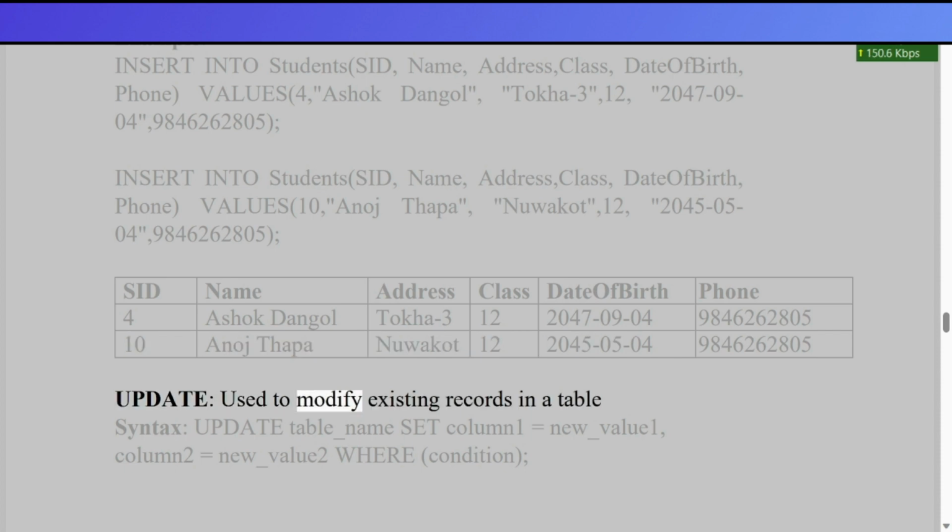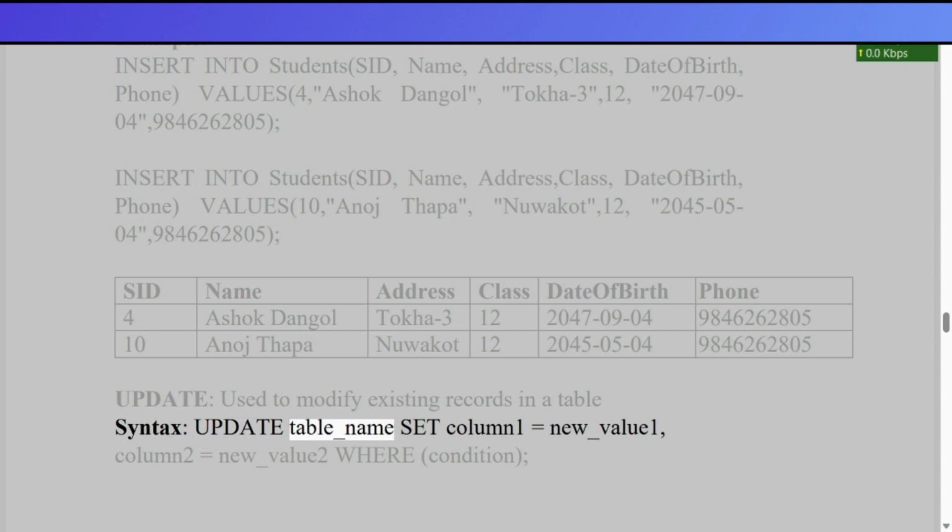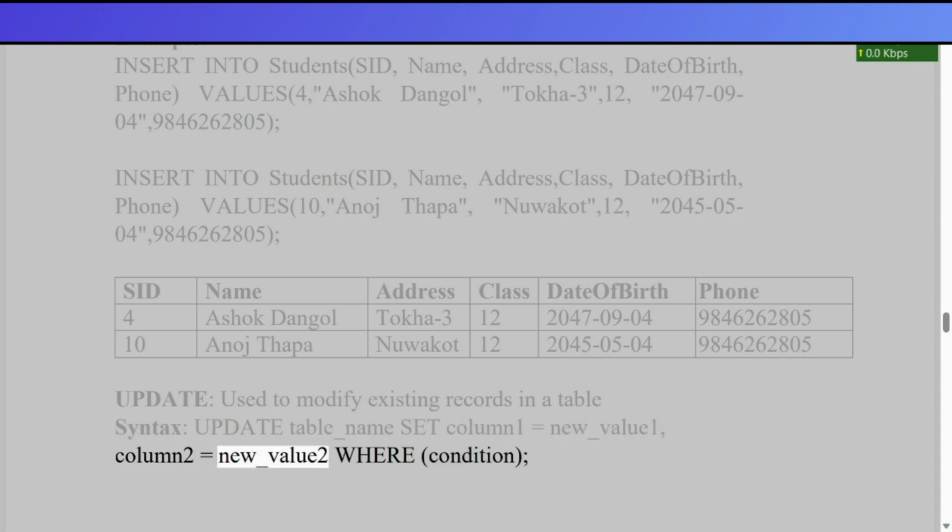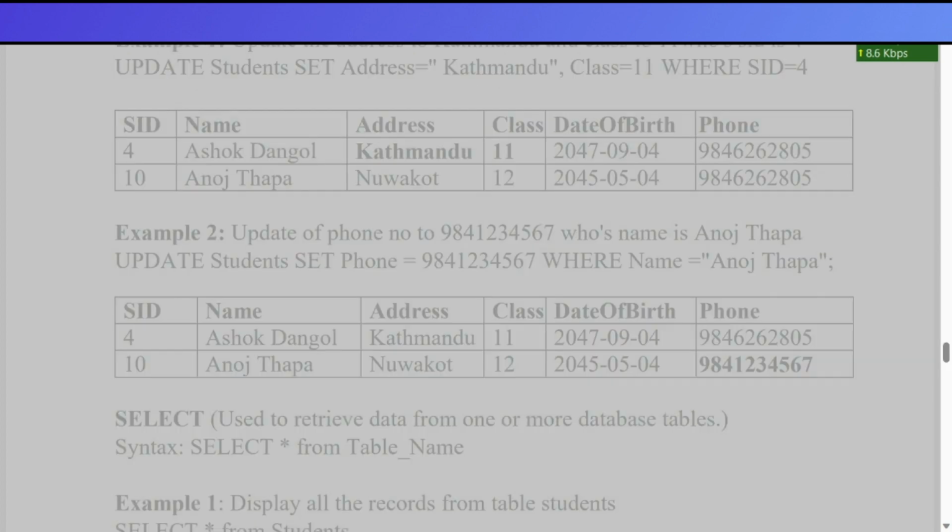Update, used to modify existing records in a table. Syntax: update table_name set column1 = new_value1, column2 = new_value2 where condition. Example 1. Update the address to Kathmandu and class to 11 whose SID is 4. Update students set address = Kathmandu, class = 11 where SID = 4.